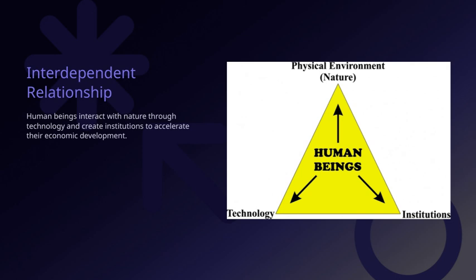We also create institutions. These are the rules, organizations, and systems that help us manage our interactions with nature and technology effectively. These institutions can include laws, policies, or even cultural norms that guide sustainable and responsible use of natural resources. All of these elements, technology and institutions, are deeply interconnected. They work together to accelerate our economic development by making our efforts more efficient, organized, and sustainable. This interdependent relationship underscores how human innovation and social structures are both essential to our progress.